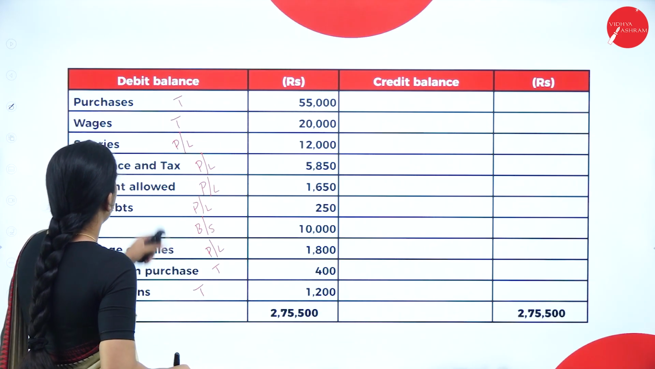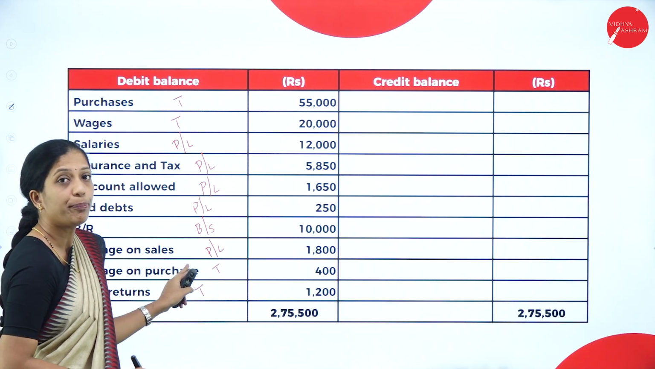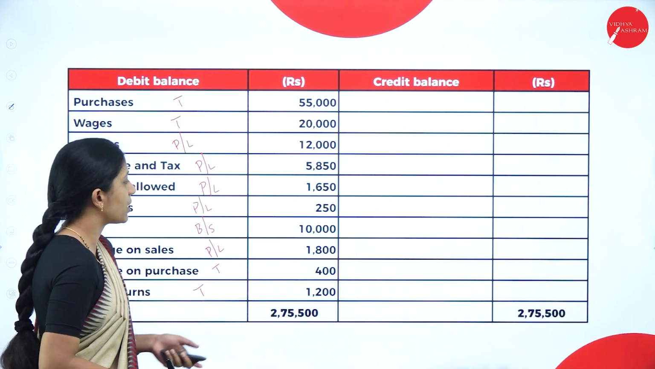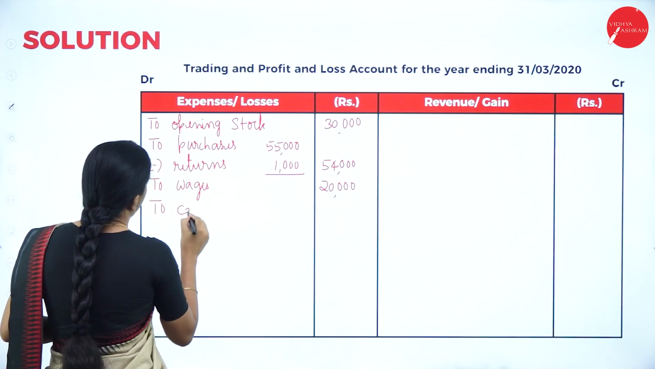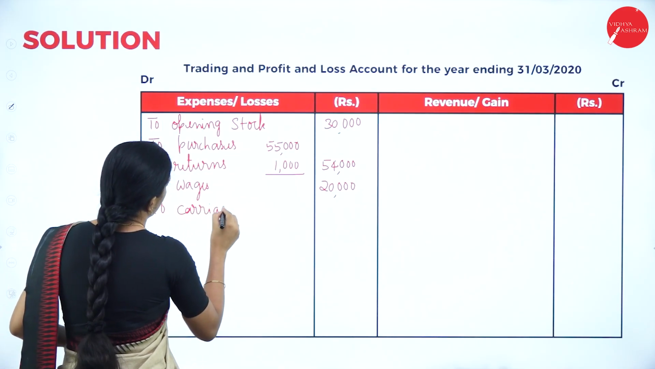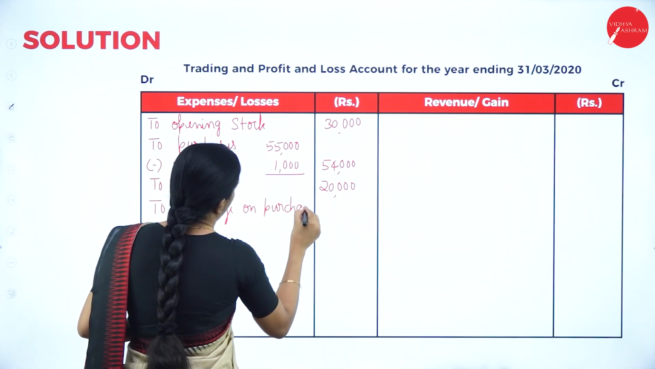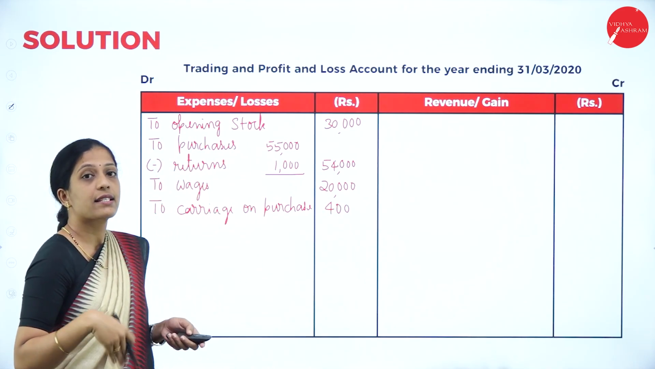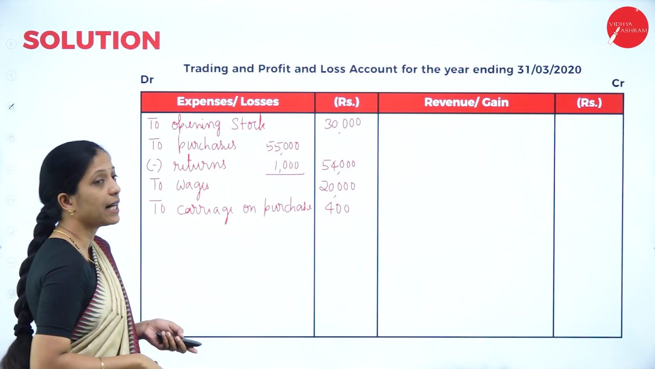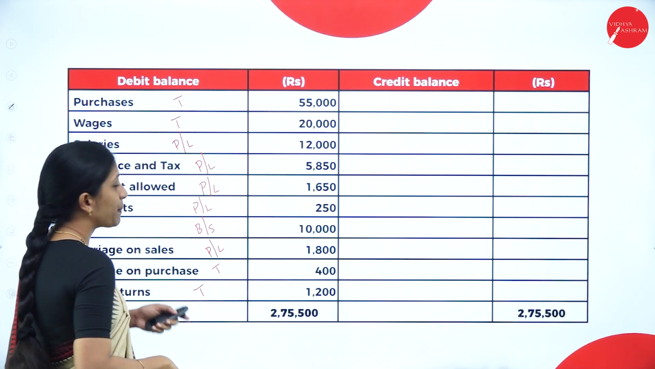Next, let us see whether any other direct expenses. Yeah, we have carriage on purchase. So carriage on purchase is how much? 400. So to carriage on purchase, that is 400. So carriage on sales is carriage outward. You will record it under profit and loss account. Next, any other direct expenses?